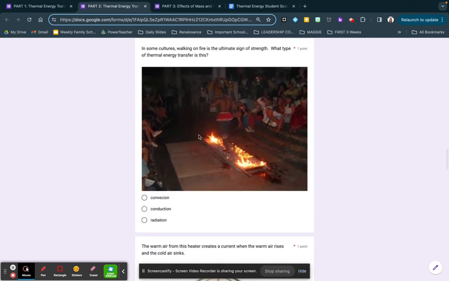In some cultures, walking on fire is the ultimate sign of strength. What type of thermal energy transfer is this? You are literally walking on hot coals. Is that convection, conduction, or radiation?